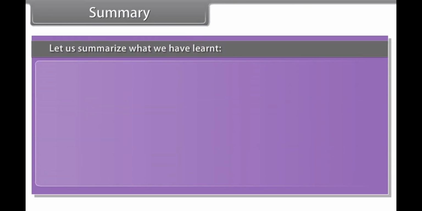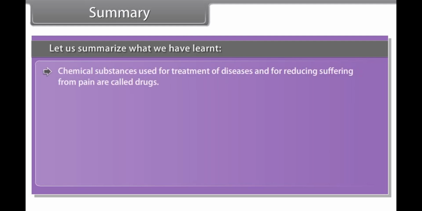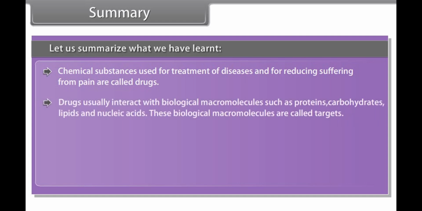Summary. Let us summarize what we have learnt. Chemical substances used for treatment of diseases and for reducing suffering from pain are called drugs. Drugs usually interact with biological macromolecules such as proteins, carbohydrates, lipids, and nucleic acids. These biological macromolecules are called targets.